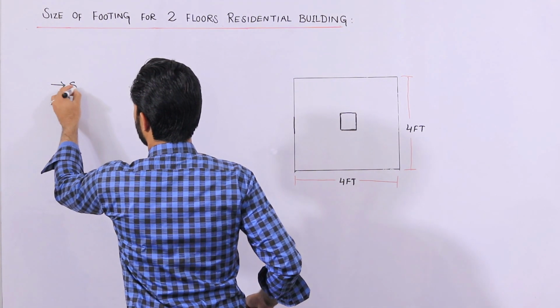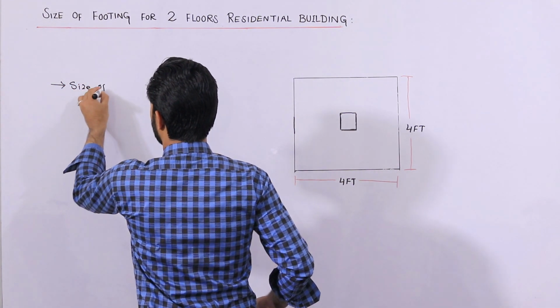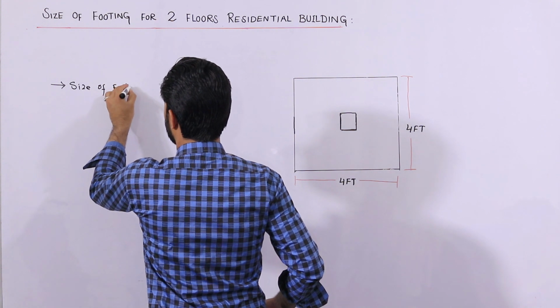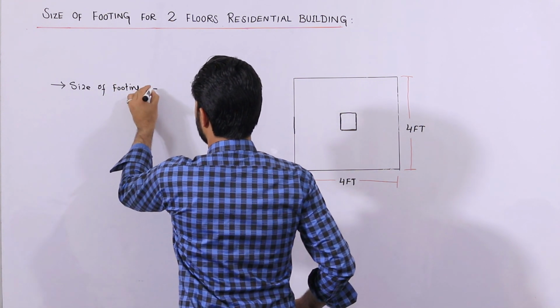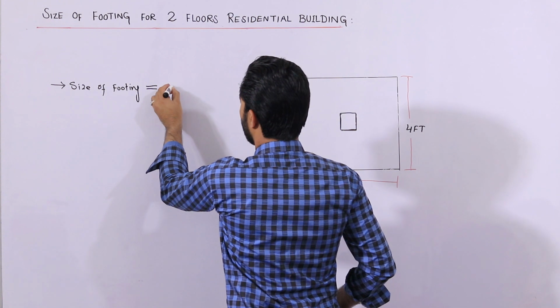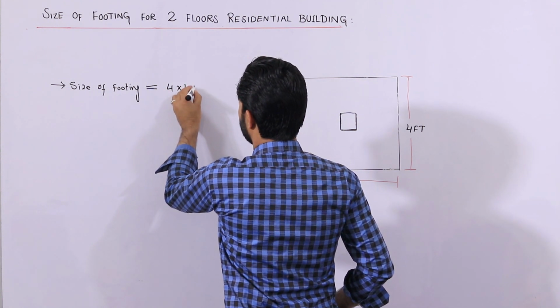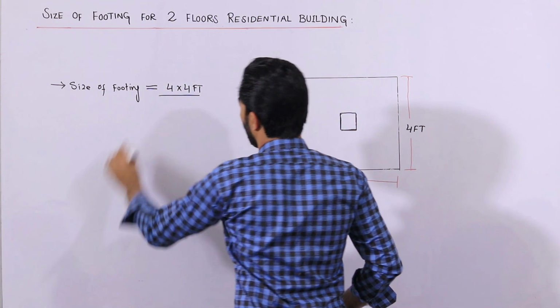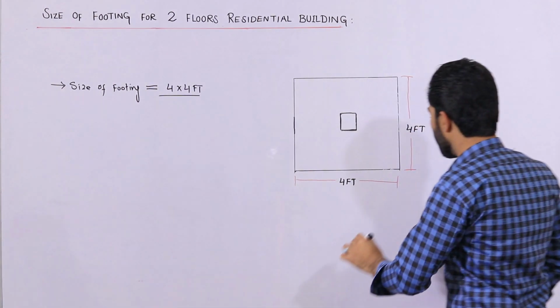The first is the size of footing. So the size is up to 4 by 4 feet. This is the size of footing. Okay. Next guys, what should be the depth of footing?